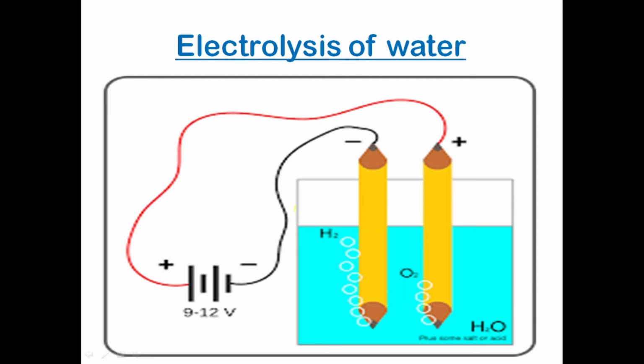Where you can see there is a beaker filled with water and there are two carbon electrodes which are then connected to a battery. The battery has positive and negative signs, which also correspond to the sign carried by these electrodes. So in this experiment, we will pass electricity through water and we will observe what happens in the beaker.